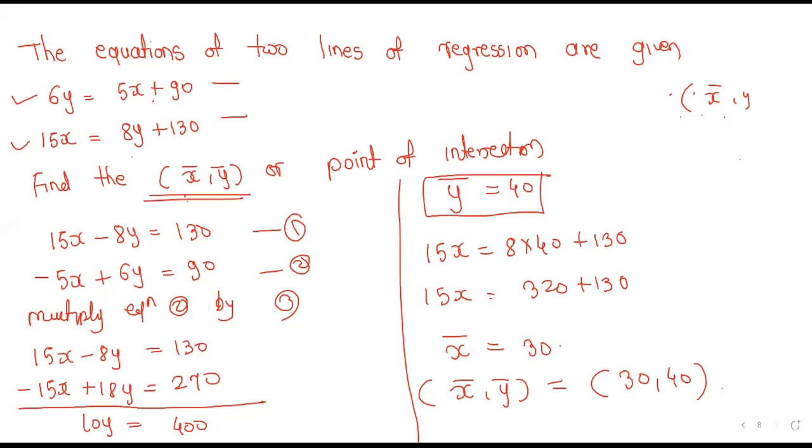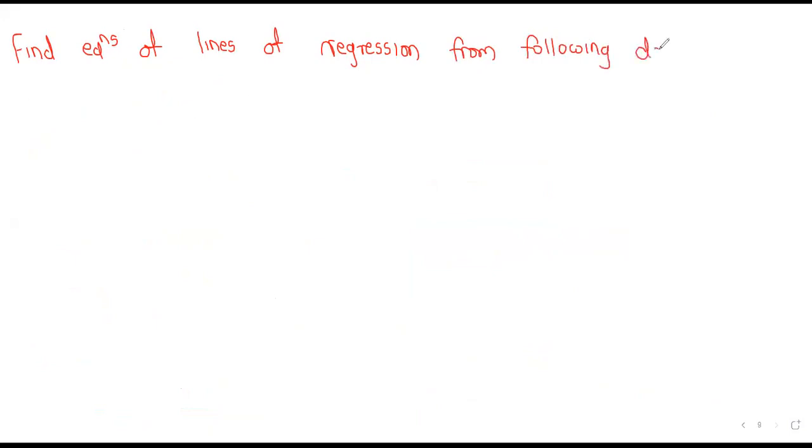So write down the example for homework. Find the equations of lines of regression from the following data. Also find coefficient of correlation.